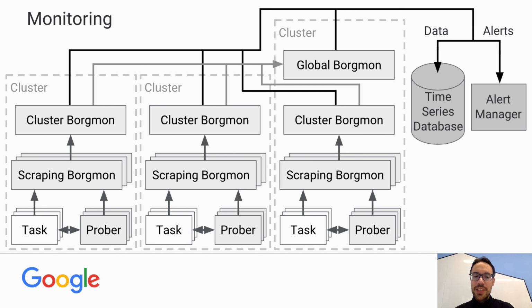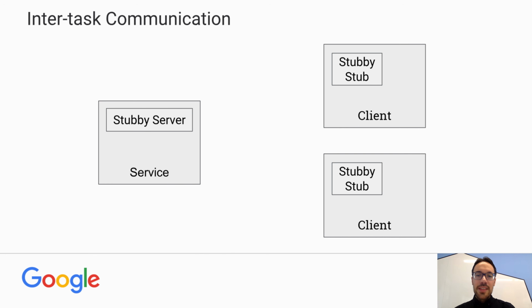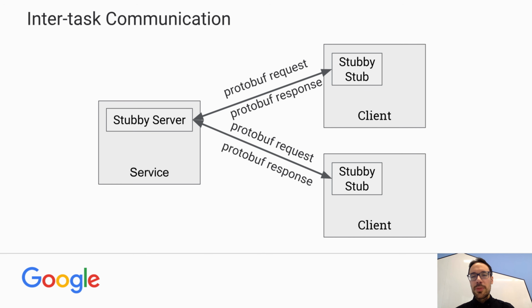Let's now discuss how tasks, for example probers in this slide, can communicate with other tasks within and between clusters. Stubby is a remote procedure call mechanism, or RPC mechanism. It is HTTP based and is defined using protocol buffers. Indeed, requests and responses are protocol buffers.